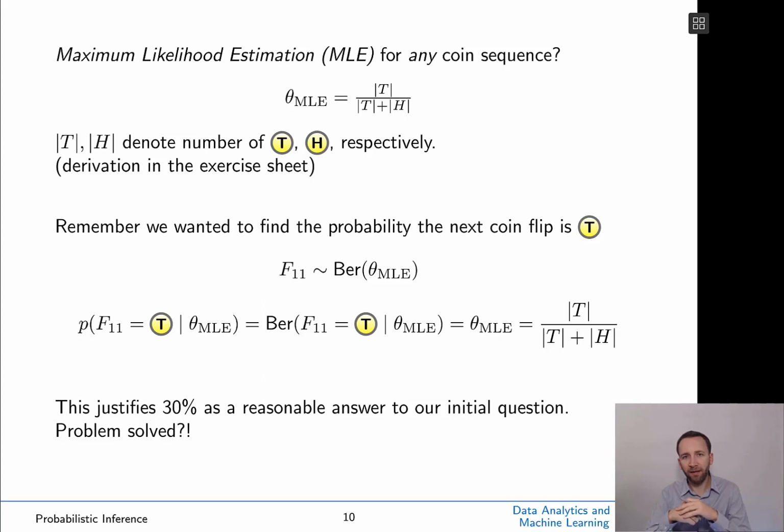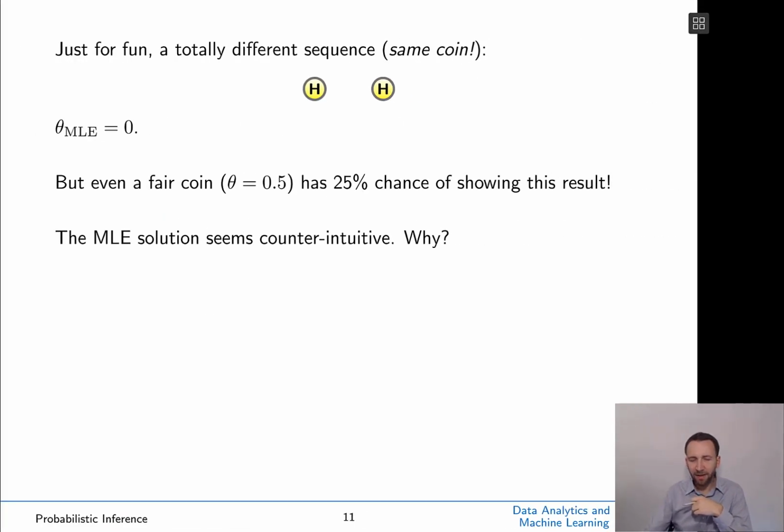So does this maximum likelihood estimate now solve all problems? As you can imagine, the answer is no. I want to show you here, just for fun, some other sequence. Let's say I pick a €1 coin, I do a flip, I see head, I do another flip, I get a head. And what is now the maximum likelihood estimate? It would be 0, right? 0 probability to see the tail, right? Tail, 0 divided by 2 is 0. So the maximum likelihood estimate would be 0.